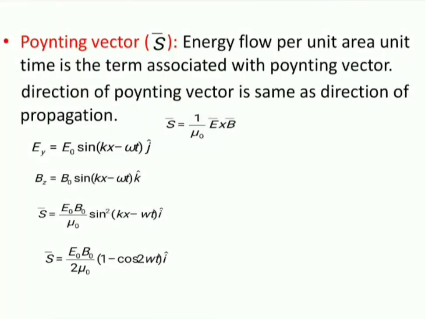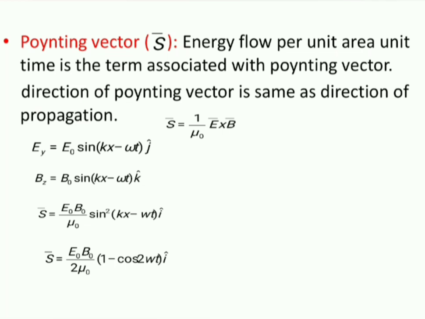Now coming to another term called the Poynting vector. It is a measure of energy flow per unit area per unit time, and it is a vector quantity whose direction is the same as the direction of propagation. It is represented by the symbol S. S is equal to 1 by mu naught into E cross B.